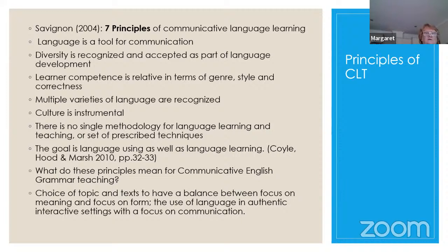Diversity is recognized and accepted as part of the development of English as a second or foreign language. And that goes back to what I said before, that due to globalization and the impact of global movements, there are now a number of English grammars, not just one grammar, and that's accepted. Learners are relatively competent. In other words, it's accepted that all learners can have different levels of competence in terms of their production of genres, of styles of language, and grammatical correctness.